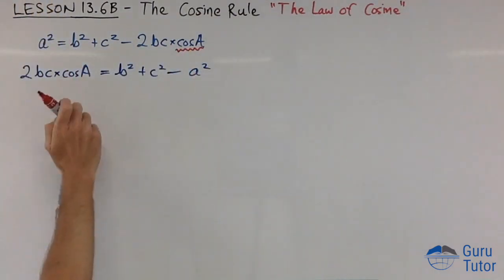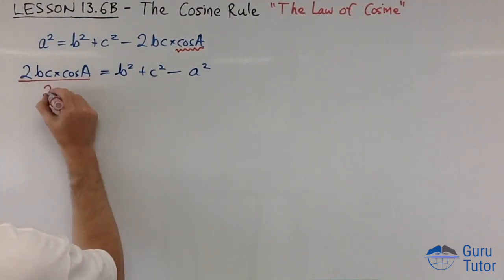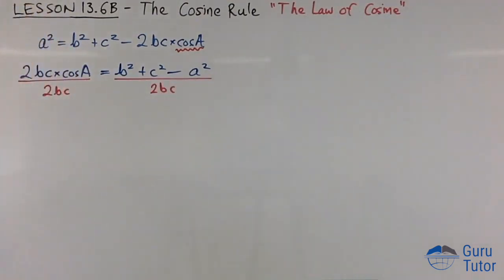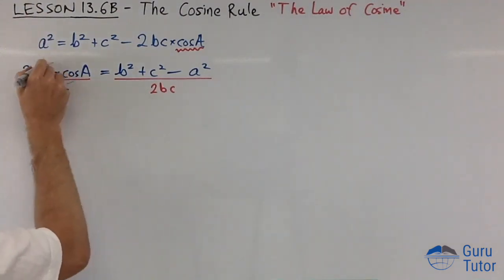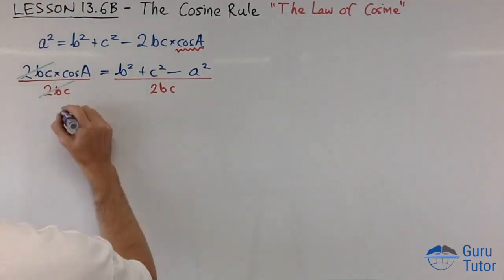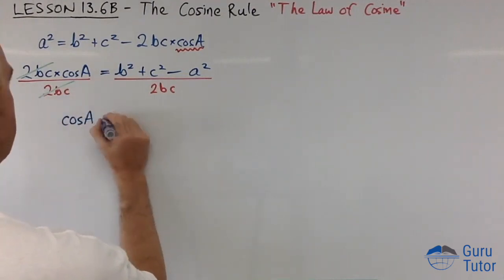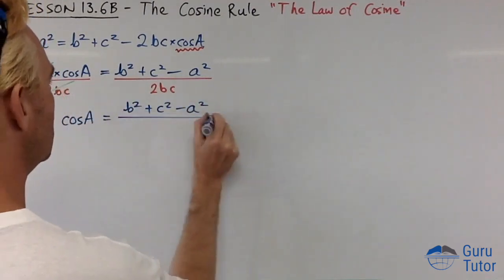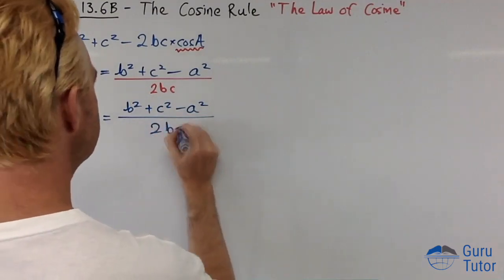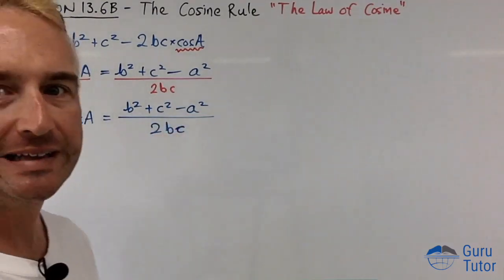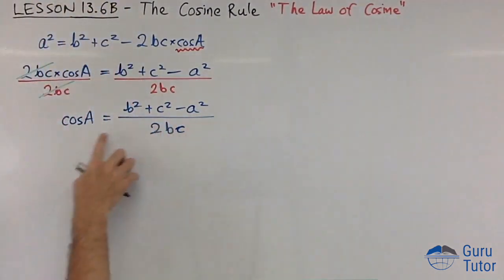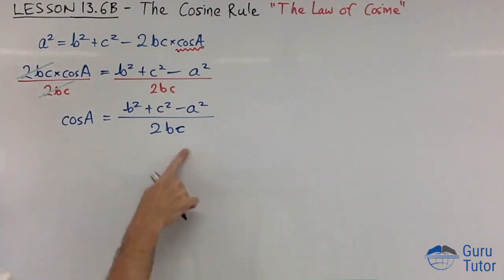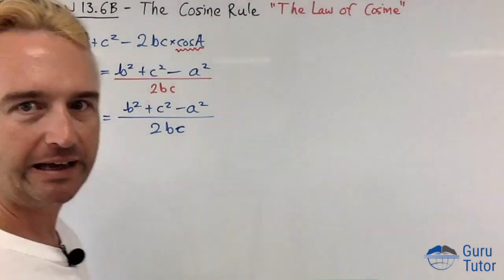Now I want cos A alone, so I'm going to divide both sides by 2bc. The 2bc's cancel on the left, leaving us with cos A equals b squared plus c squared minus a squared over 2bc, and that is the cosine rule to find the angle A. You put all these numbers in and you get cos A equals some decimal, then you do shift cos of that decimal on the right side and you end up with the angle A.